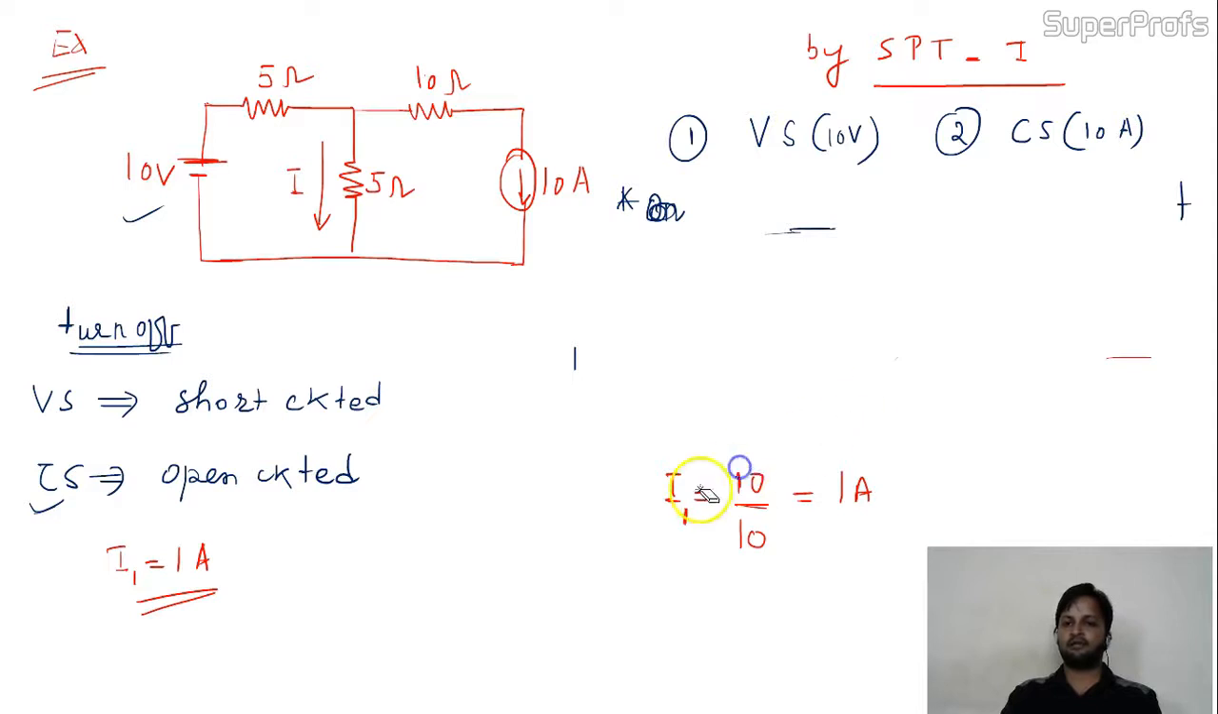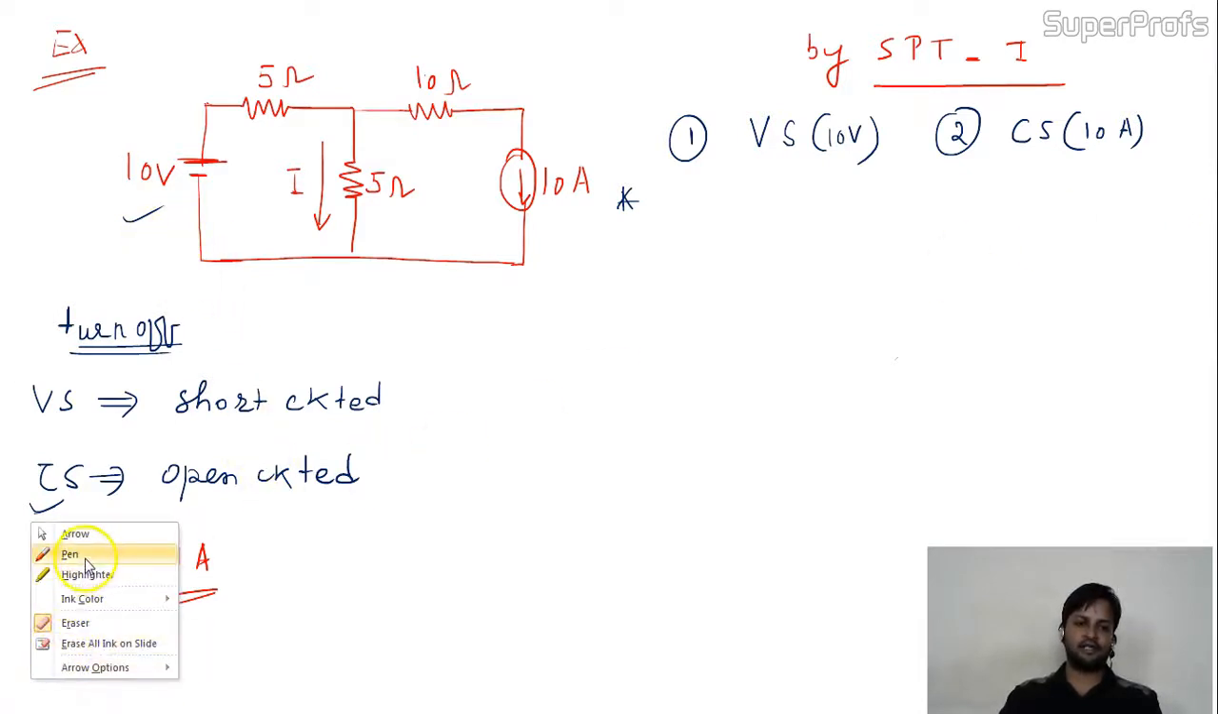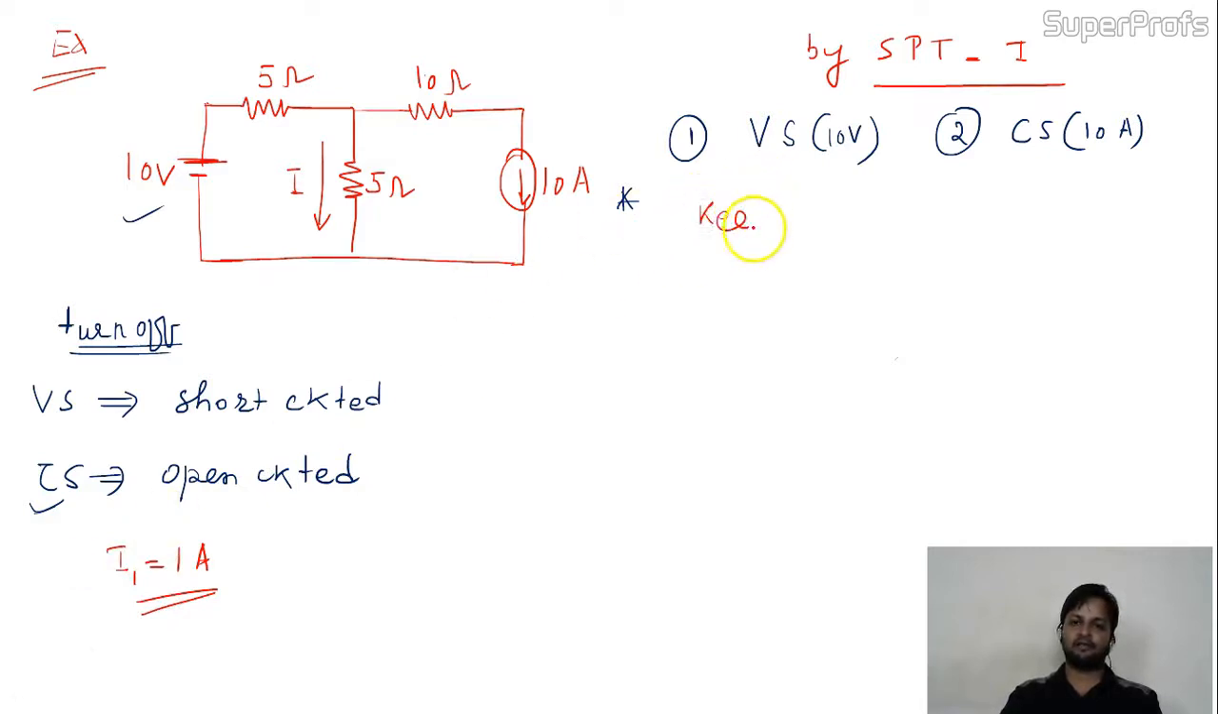Okay, now we are in the second step. In the second step, we'll keep the current source as it is, because the voltage source part is done already. Here, we'll keep the current source and turn off the voltage source.